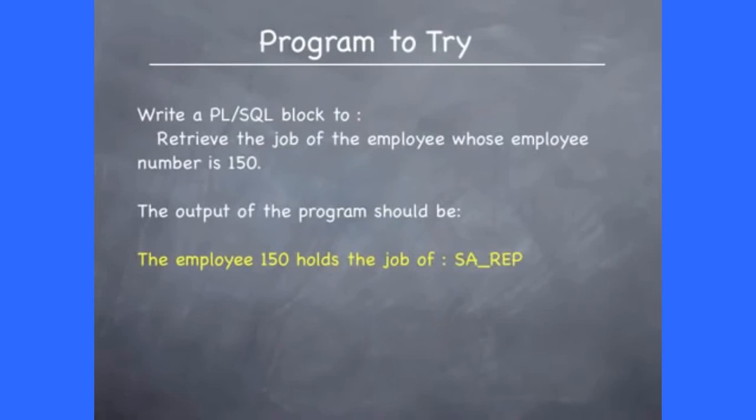Here is a program for you to try based on the HR schema's employees table. It might be a good idea for you to pause the video for a few minutes and attempt this program. The best way to learn programming is to actually write programs. In this program, you want to retrieve the job of the employee whose employee number is 150. After retrieving the job, display the job along with the string "The employee 150 holds the job of", followed by the job that was retrieved from the table. The solution to this program is at the end of the video.